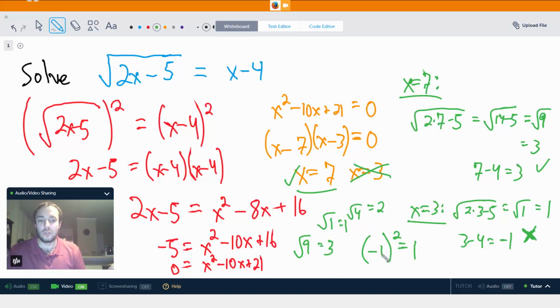So while it's true that negative 1 squared is positive 1, it's actually not true that the square root of 1 equals negative 1. So square roots are just kind of weird like that. So anyway, I do just want to point that out in case you were wondering about that. But again, the only final answer here is x equals 7. So x equals 7 is the final answer to the original equation.